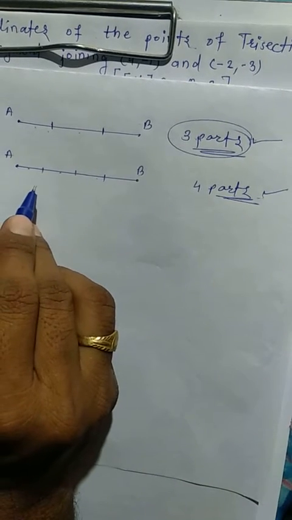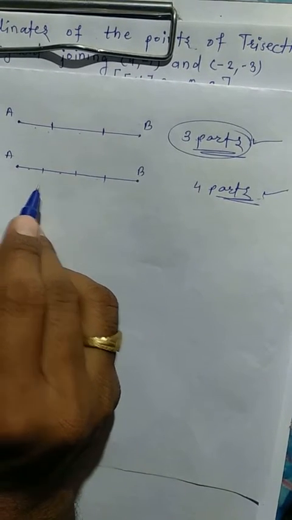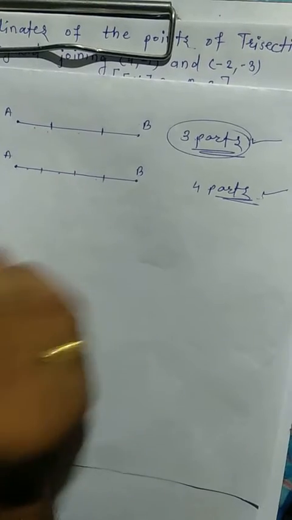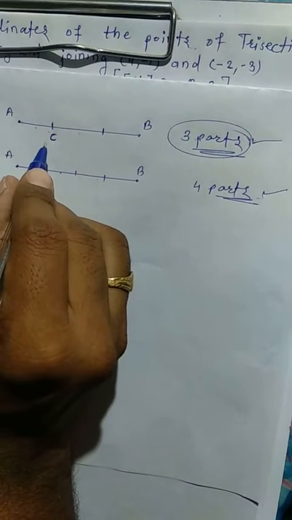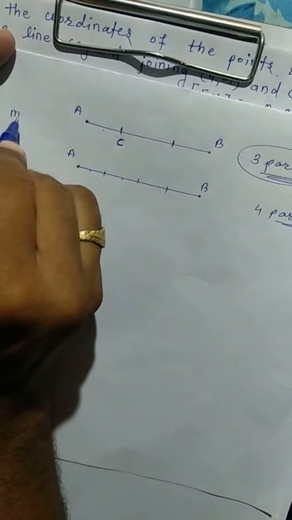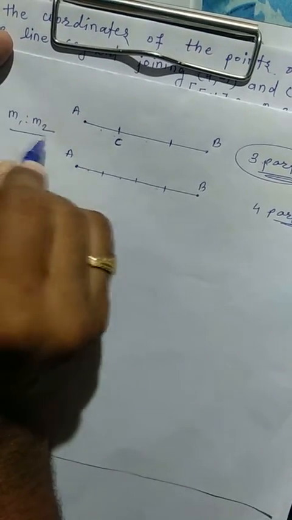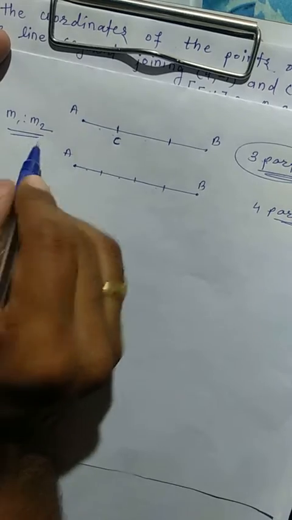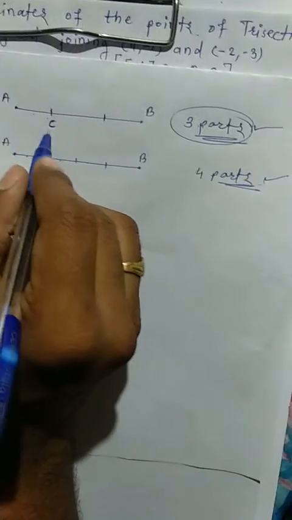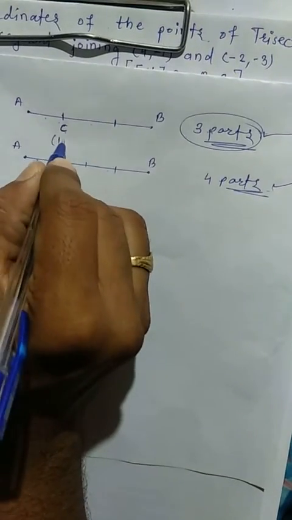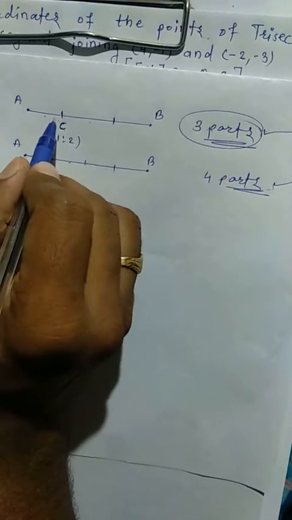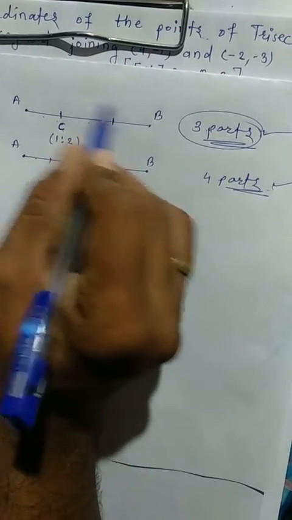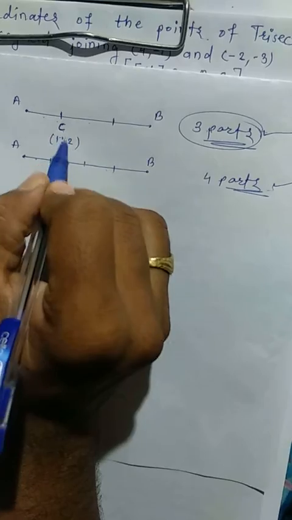But we have to find out the ratio. What do we have to do? We need the ratio for each point. So suppose I take point C here. For point C, what will the ratio be? Ratio means the value of M1 is to M2. For point C, the ratio is 1:2. Why 1:2? On the left hand side 1 part is there, on the right hand side 2 parts are there. That's why 1:2 for point C.